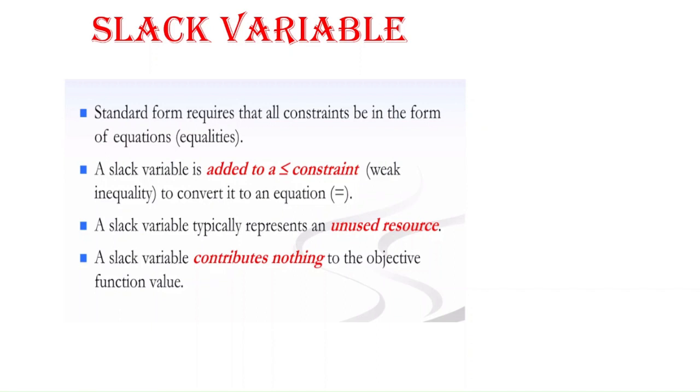Now what is a slack variable? The standard form always requires the constraints to be in equality, right? Constraints are always in an equal to form. So whenever we have a less than equal to constraint, we add a slack variable and convert it into an equality. So a slack variable typically represents an unused resource. It contributes nothing to the objective function value. So we'll be discussing certain examples where, when we add the slack variable in the objective function, the cost associated with the slack variable is 0.